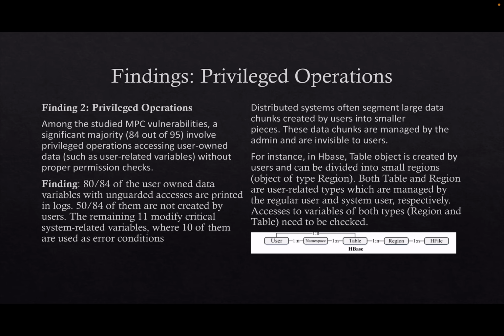conditions. Distributed systems often divide large data chunks, that are data created by the user, into small pieces. Those small data pieces are managed by the system and typically invisible to regular users. That is, they can only be accessed by the administrator for system maintenance. As an example, in the figure below in HBase, a table object is created by a regular user and can be divided into small regions, objects of type region. Both table and region are user-related types, which are managed by the regular user and system user respectively. Accesses to variables of both types, that is region and table, need to be checked.